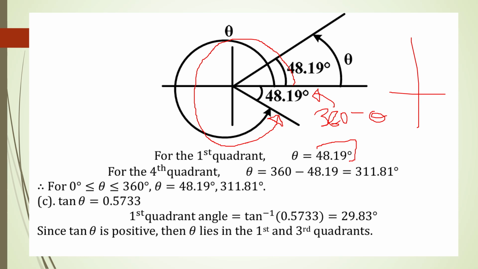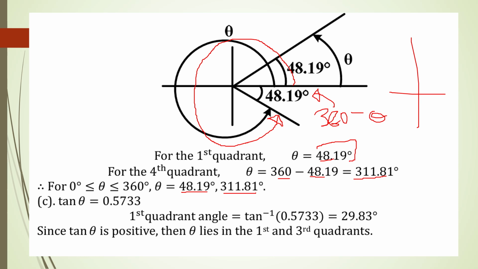So we are going to say that for the first quadrant, theta is going to be this, and to get the angle in the fourth quadrant, where cos theta is also positive, we are going to have 360 minus 48.19 degrees. So we are going to end up with 311.81 degrees. So after that, we make a conclusion that theta is 48.19 degrees and also 311.81 degrees. Now we proceed to part C. I hope that is understood.